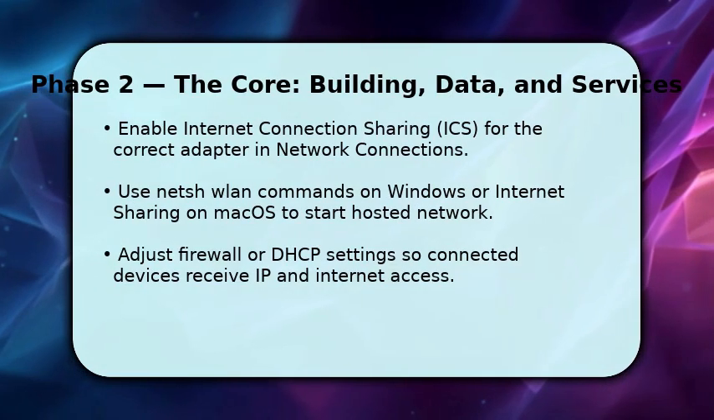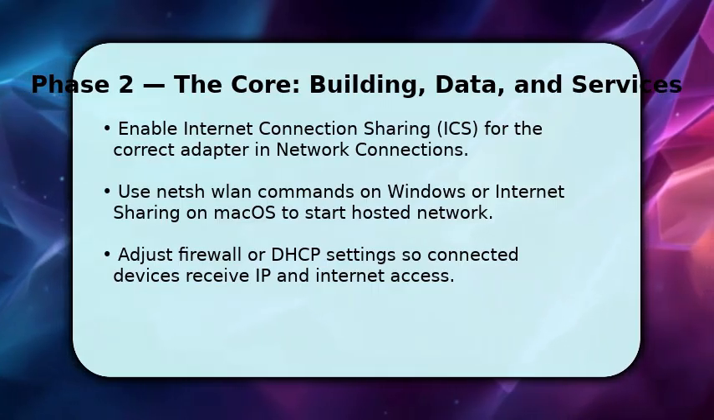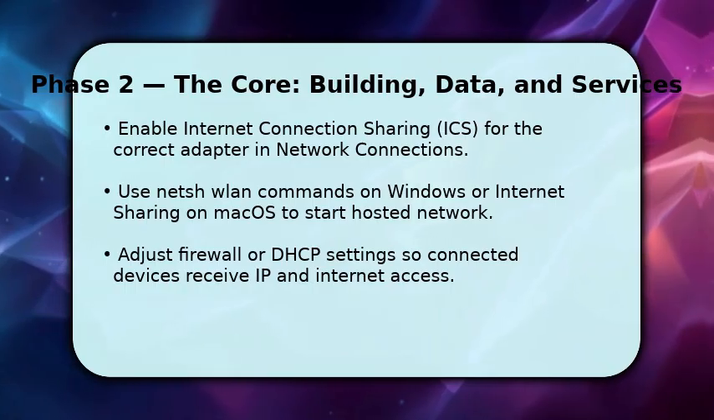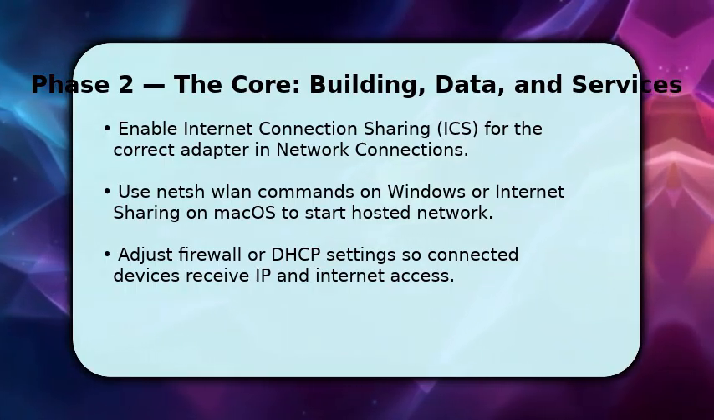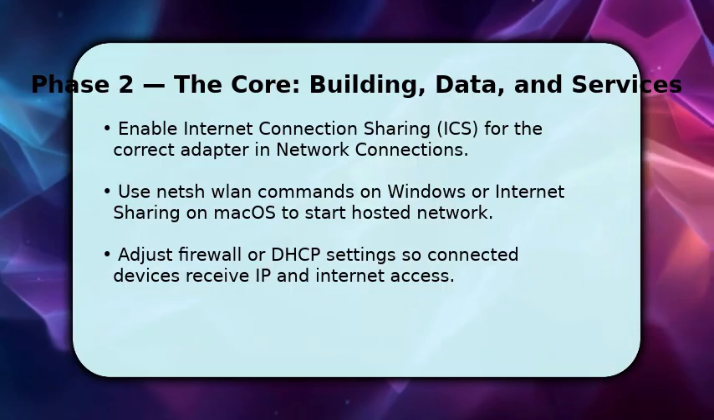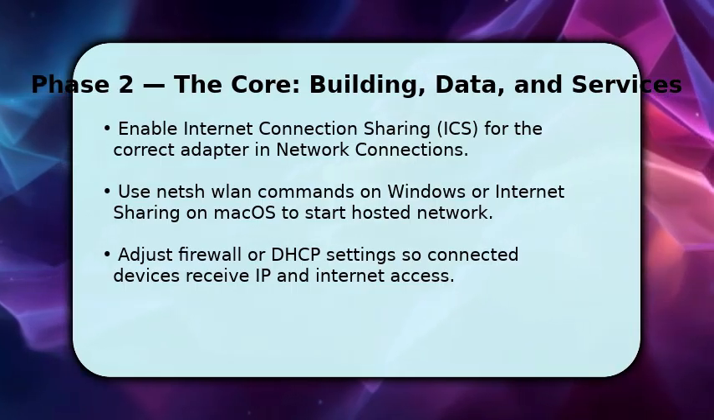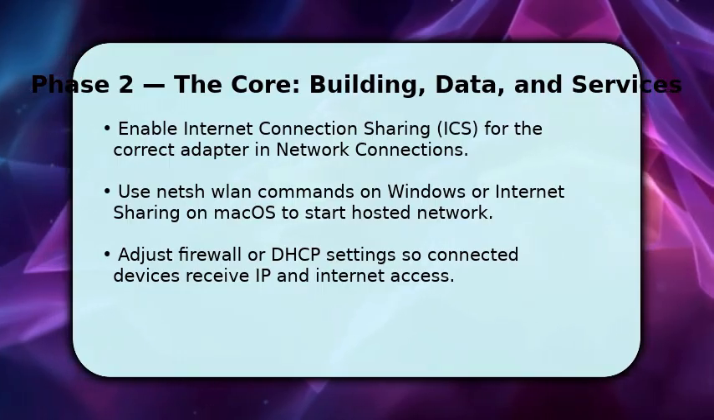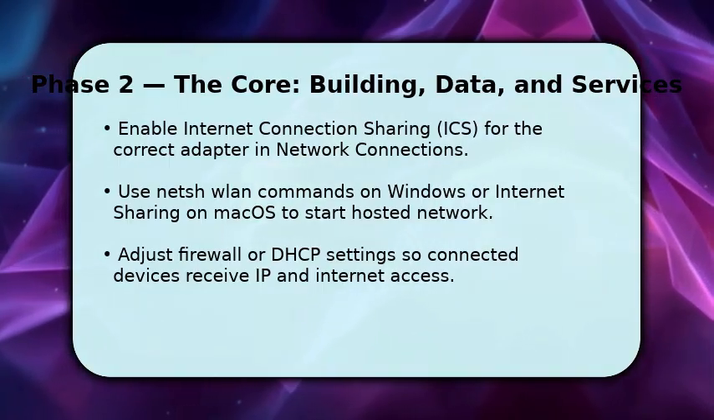Next, configure how traffic flows. Enable internet connection sharing on the adapter that has internet so the hosted network relays packets. On Windows, you can use netsh wlan set hostednetwork and netsh wlan start hostednetwork for precise control. On Mac OS, toggle internet sharing to Wi-Fi with WPA2 security.